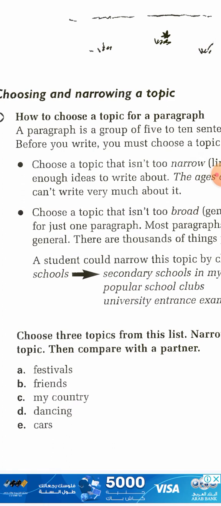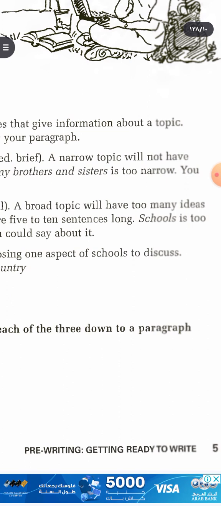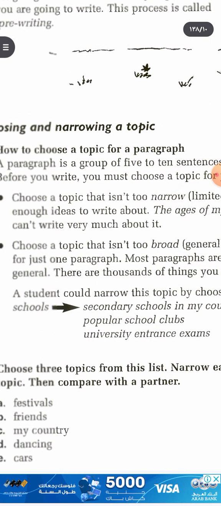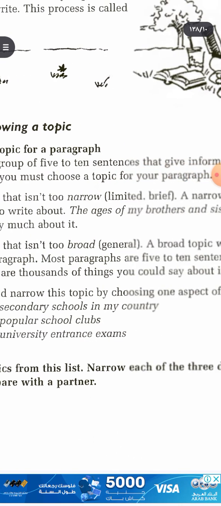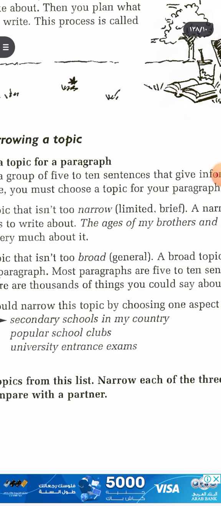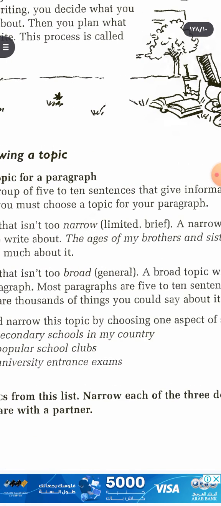So how can you narrow the topic? A student could narrow a topic by choosing one aspect of schools to discuss. On the other hand, if you are asked to write about the ages of your brothers and sisters, that is too narrow. You cannot write very much about it, you are just writing about their ages, nothing more, nothing less.